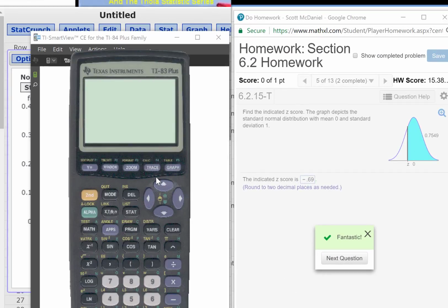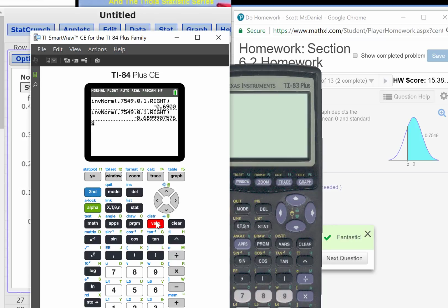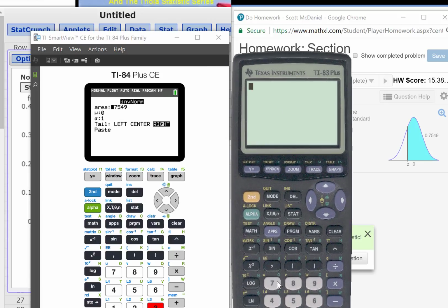So if you have an older version of the calculator, you won't see that left right. Remember when we went in here to the distribution menu, we chose number 3, and in this tail, this left, center, right, you might not have that. So what do you do if you do that? So let's look at this one over here. So I'm going to go to second distribution, number 3, and I'm going to put in my 0.7549, comma 0, comma 1, in the parentheses.